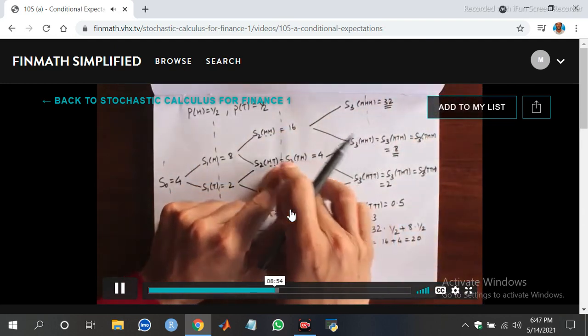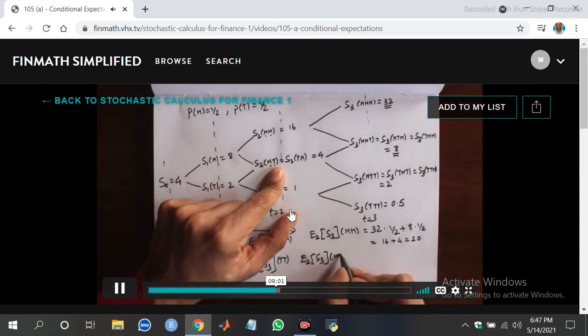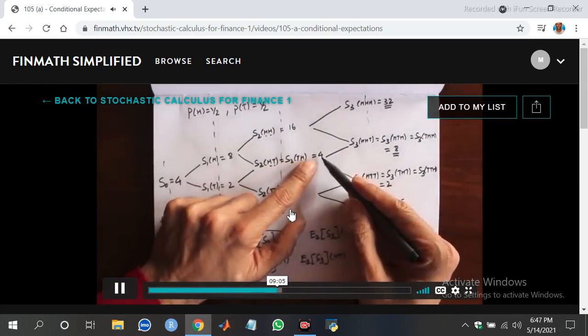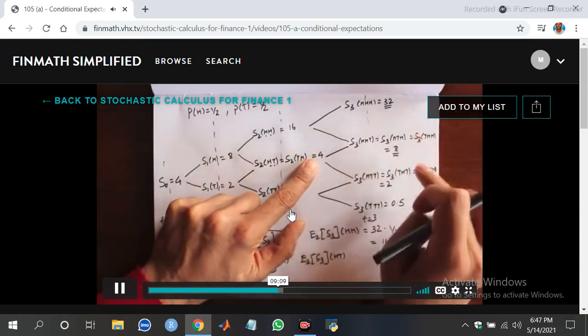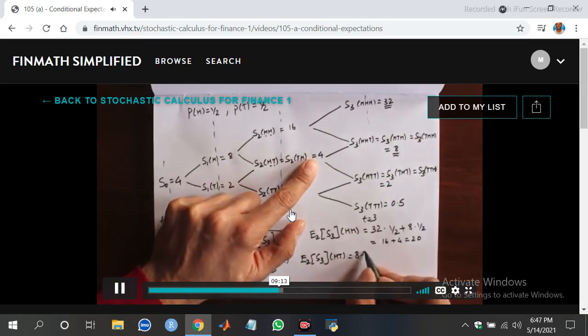Likewise, we can quickly calculate the expected value of S3 if the first two coin tosses were head-tail, so that we are here. Now in this case we are already at 4. If we get a head in the next coin toss, we will be at 8. If we get a tail, we would be at 2. So the expected value would be 8 times half plus 2 times half equals 4 plus 1 equals 5, right?